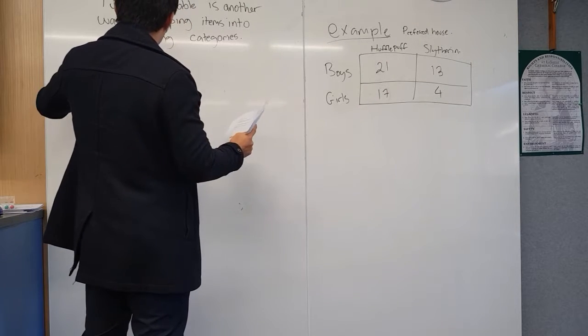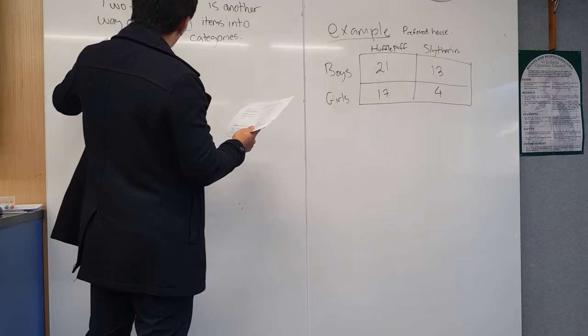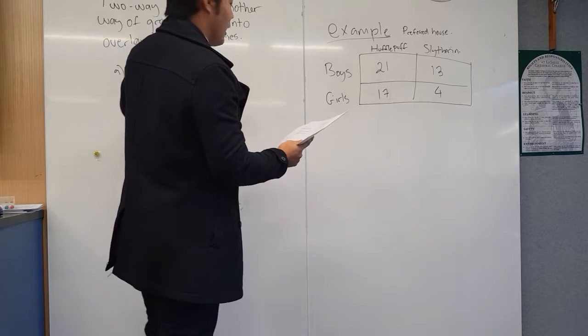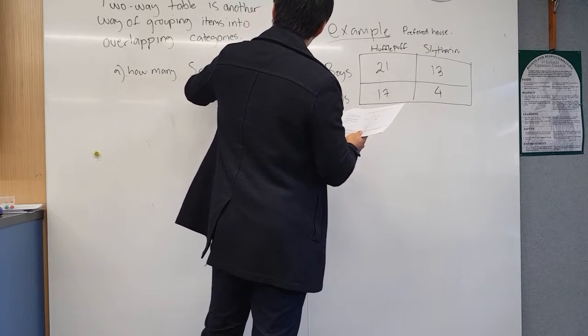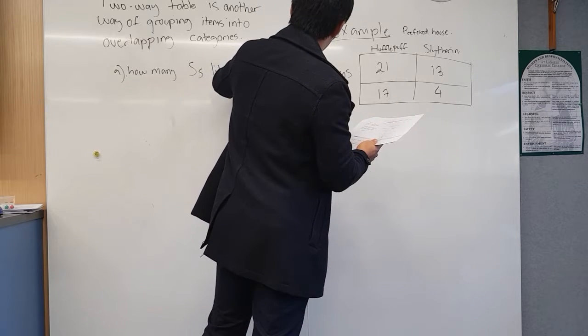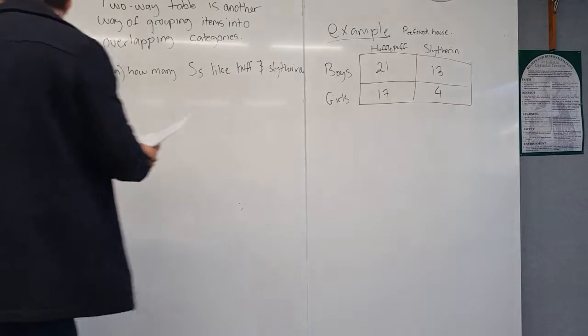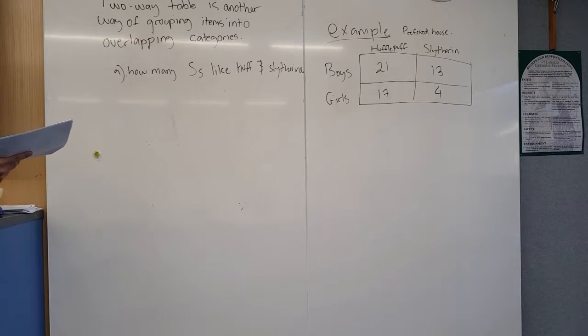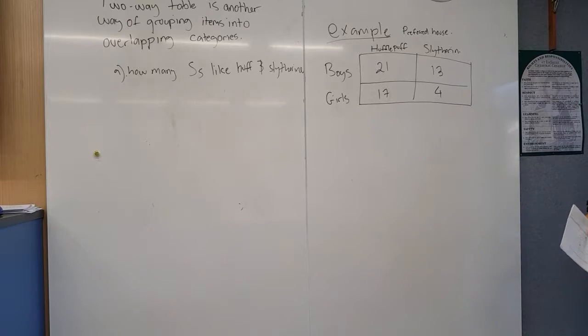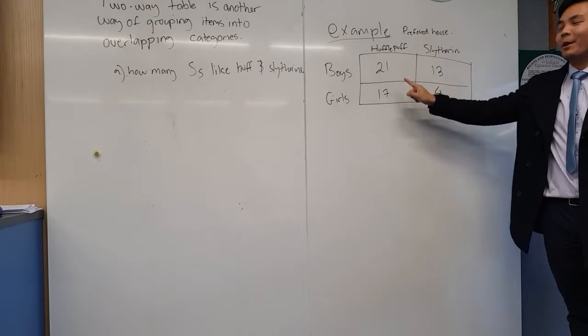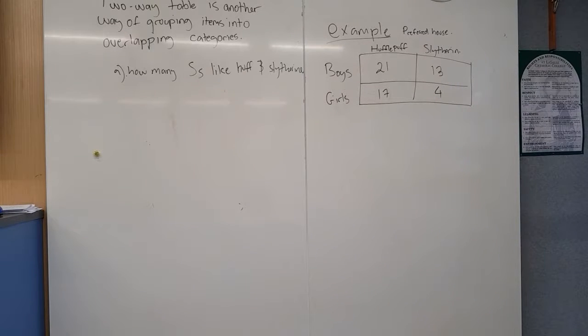Okay, so the first question is, how many students like Hufflepuff and Slytherin? Double S means students, guys. Which one of these groups, these squares, will have Hufflepuff and Slytherin? It's saying students who like Hufflepuff and Slytherin.